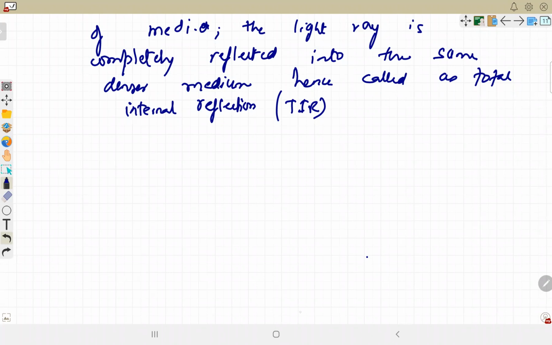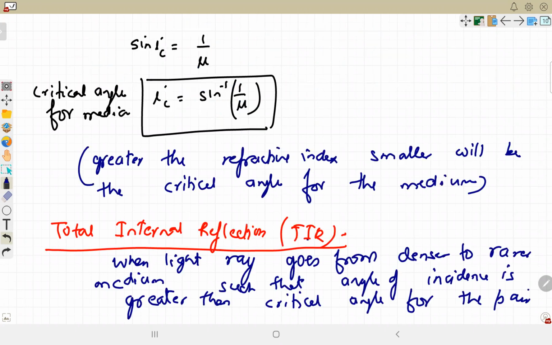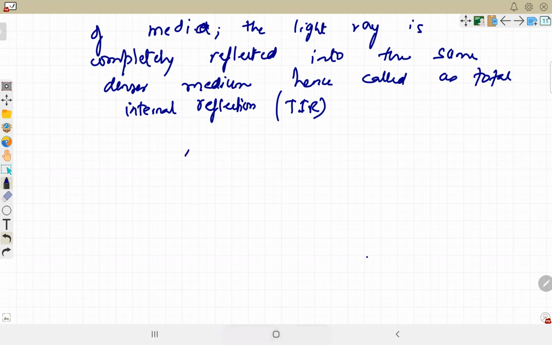When you write the definition of TIR, you have to write both conditions. Light should go from denser to rarer, and the light should be incident at an angle greater than critical angle. अगर एंगल क्रिटिकल एंगल से बड़ा है और लाइट denser से rarer में जा रही है, only then it is possible to have TIR. If light is going from rarer to denser, there is no chance of TIR. Total internal reflection को हम short form में TIR बोलते हैं. Total internal reflection takes place only when the light is going from denser to rarer and the angle of incidence is greater than critical angle for that pair of media.